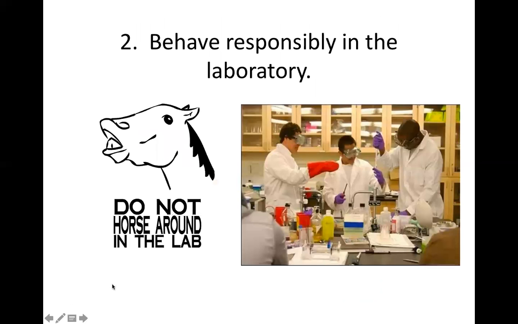Next, number two, you have to behave responsibly in the laboratory. You are scientists, and when you are doing experiments, you are doing it for a reason, that is to learn or to understand a concept or a process better. So we are not playing inside the laboratory. You have to behave as a scientist, and that means that you do not play inside the laboratory.